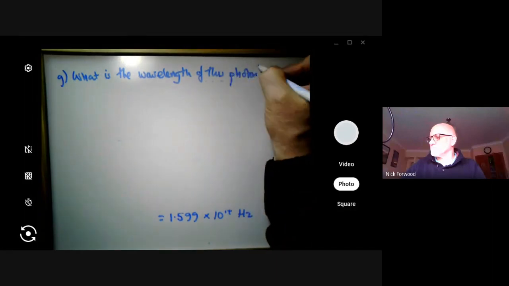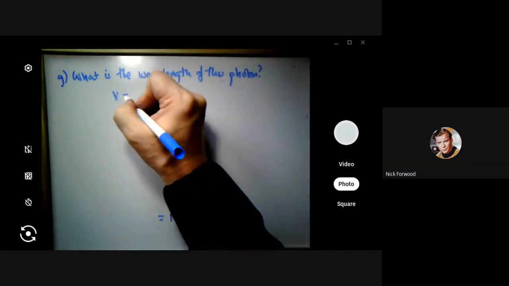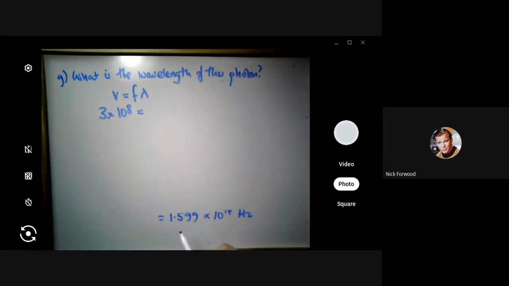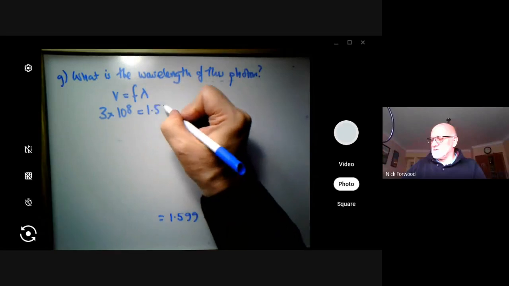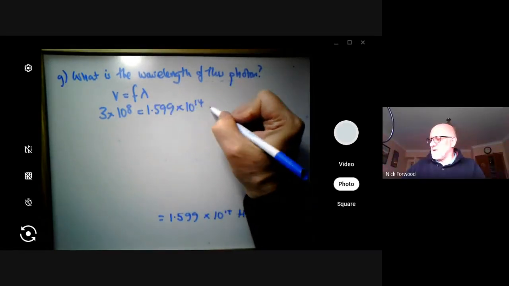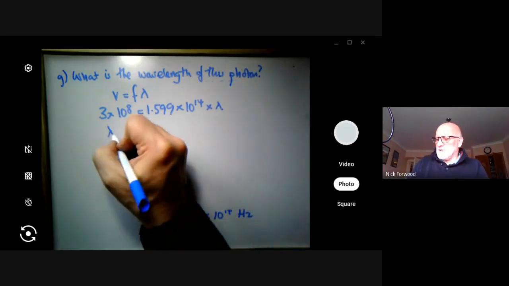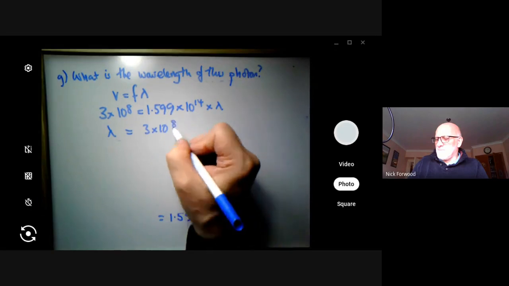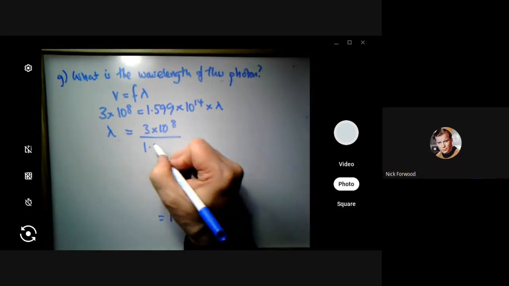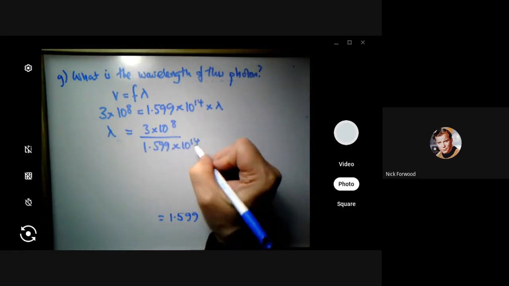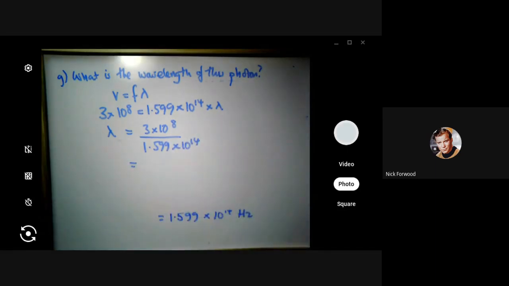I'm going to use v equals f lambda. 3 times 10 to the power of 8 equals 1.599 times 10 to the power of 14 times lambda. So lambda is equal to 3 times 10 to the power of 8 divided by 1.599 times 10 to the power of 14. I shall work that out.